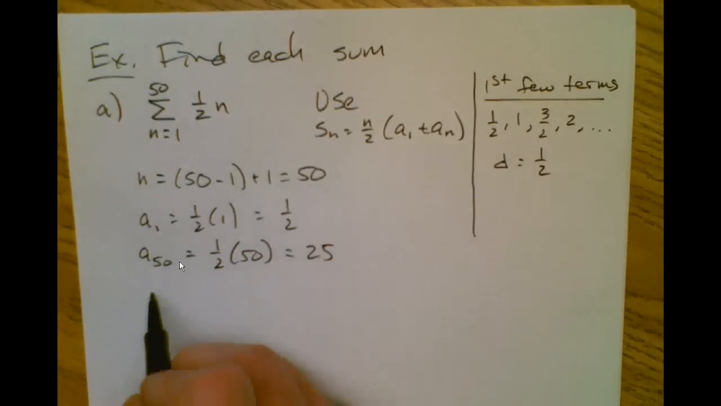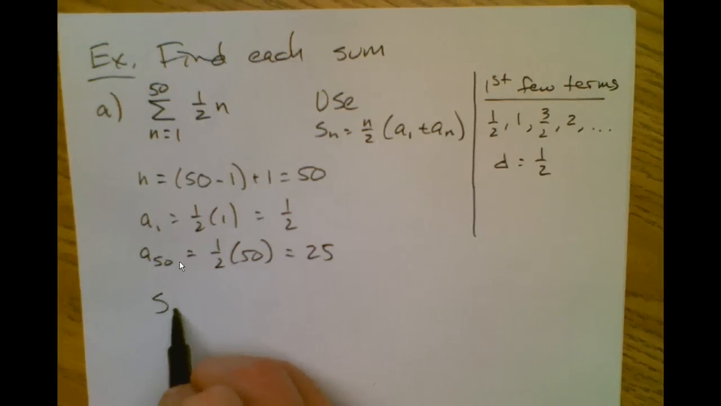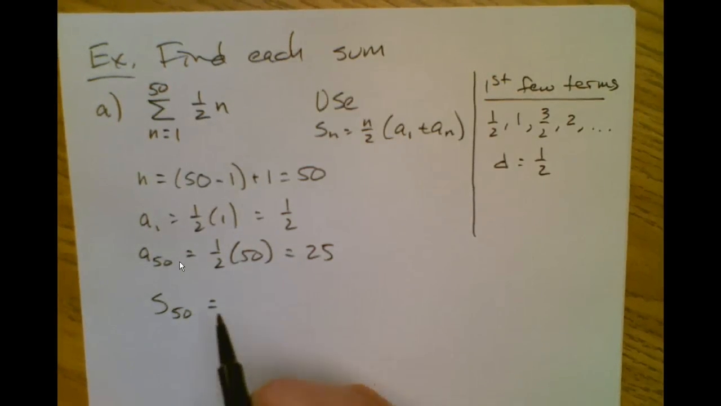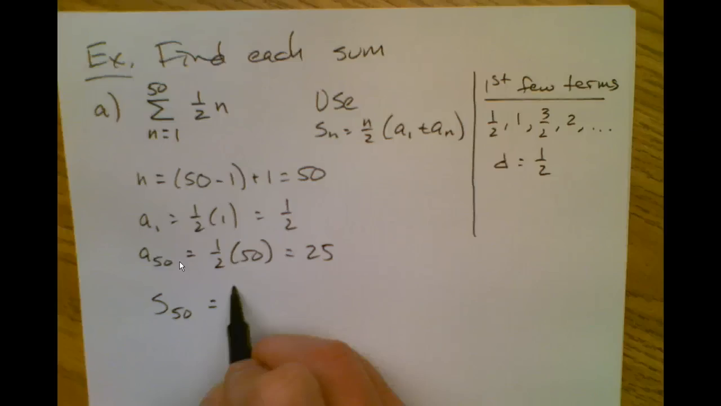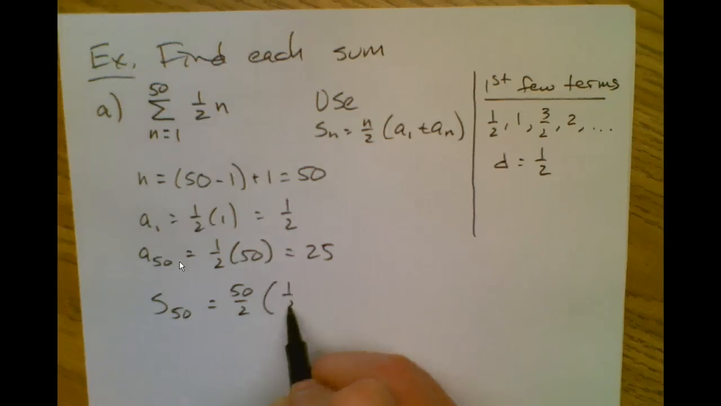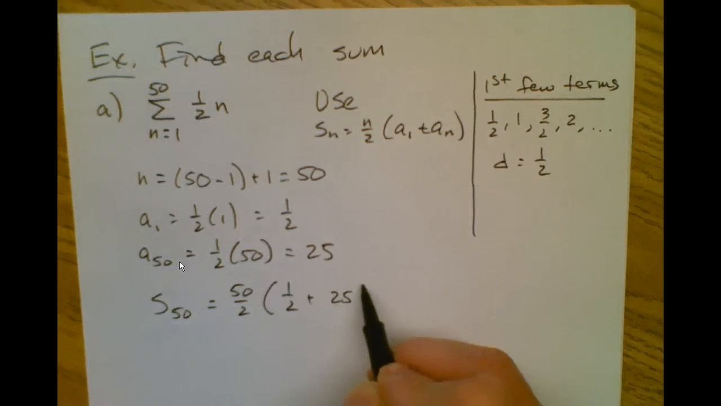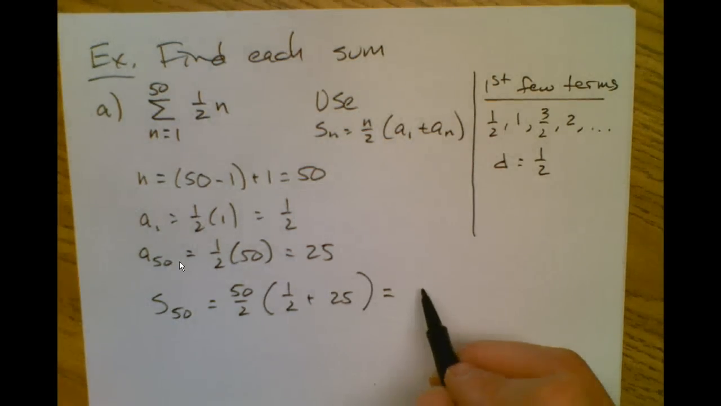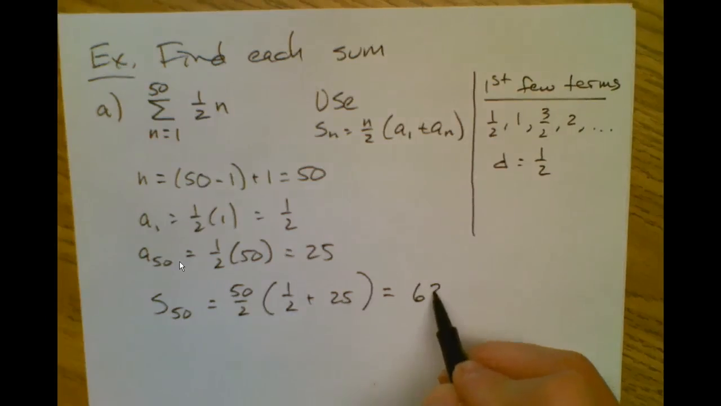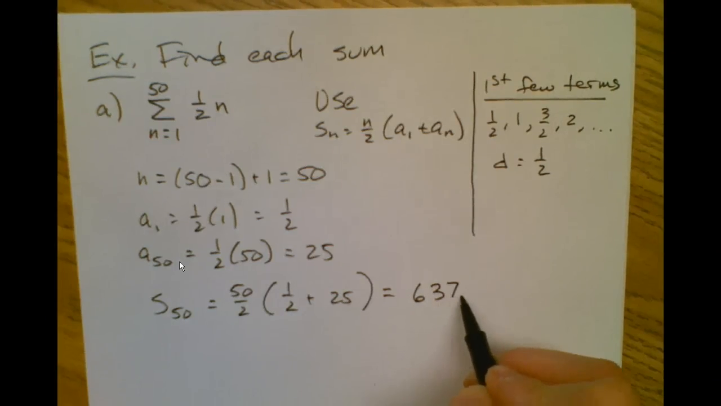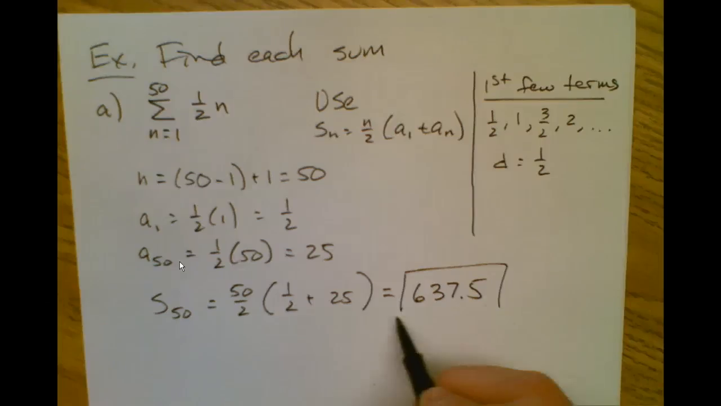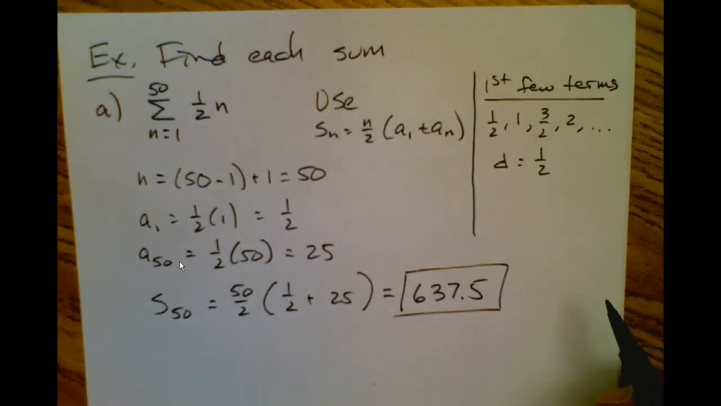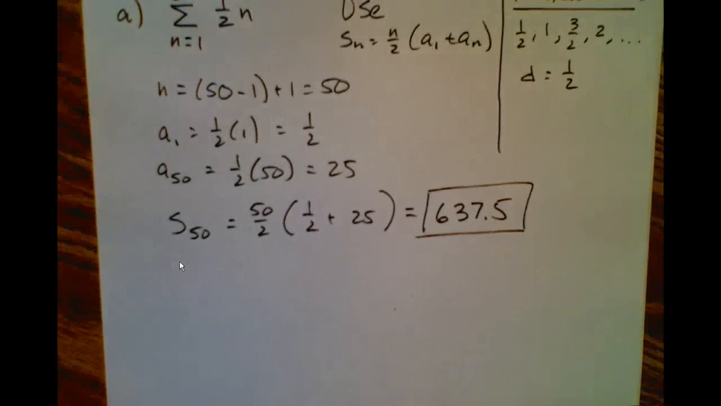Now that I have everything I need, I know that the sum of the first 50 terms is going to be 50 over 2 times the first term plus the last term, so it's a half plus 25. And if you plug all that into your calculator, you should get 637.5. Alright, let's try another one.